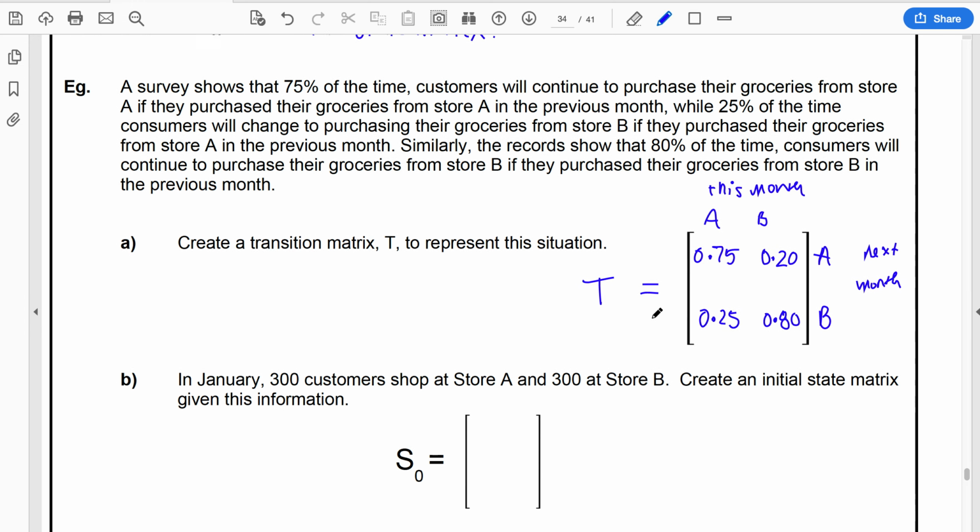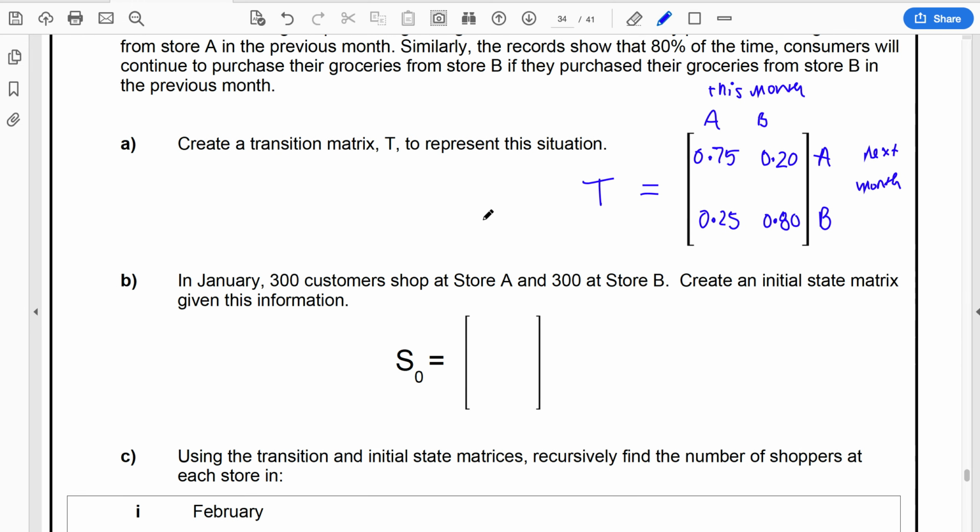Okay, this is where the state matrix is going to come into play. We're told that in January, we've got 300 customers that shop at store A. The state matrix is going to be a column matrix. You label it the same way that you label the columns in your transition matrix, so the ordering of the letters you put on the rows needs to match what you put on the rows and columns in the transition matrix. So I've got 300 shoppers at store A and 300 shoppers initially at store B. So this here is our initial state matrix. It's what the values are at the beginning.